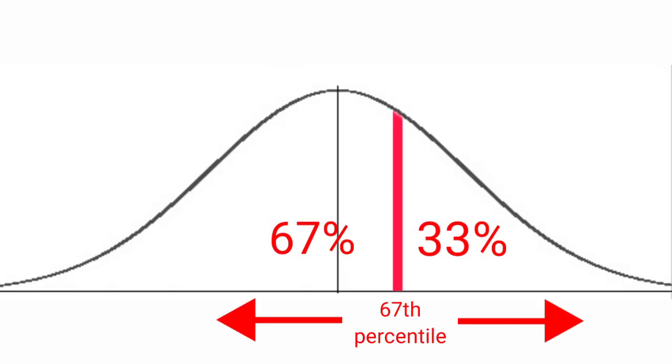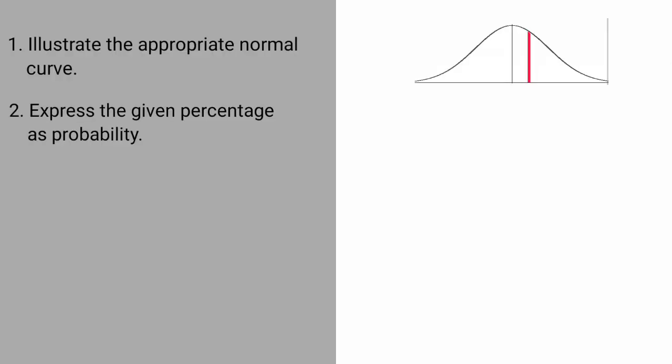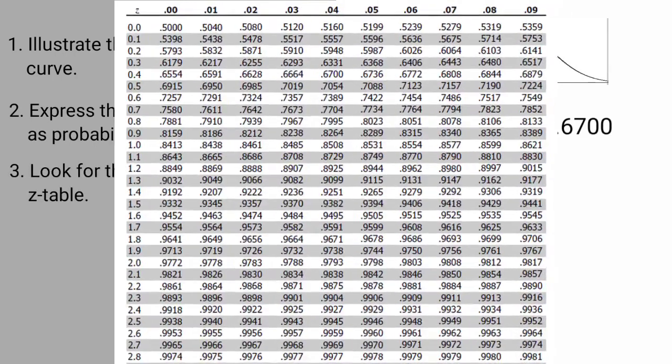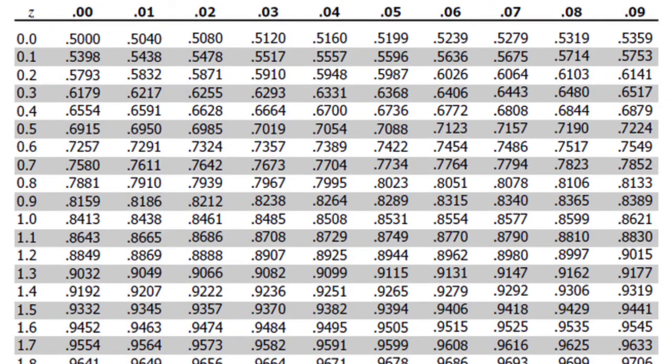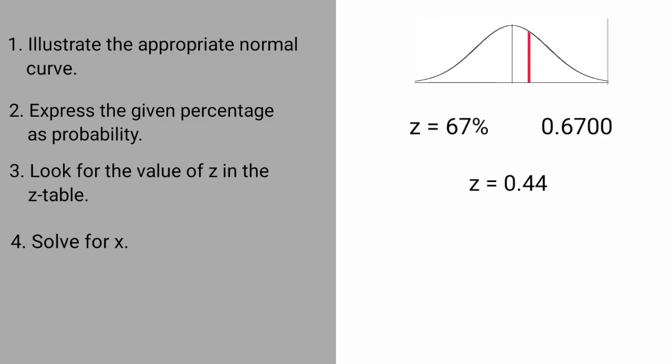For this example, we will just repeat the same steps that we did on the first problem. In this one, we will first illustrate the appropriate normal curve to clearly visualize the percentile of our score. Second is expressing the given percentage as a probability. So, 67% is 0.6700. The third step is to look for the value of z that has a probability of 0.6700. So in the z-table, 0.6700 corresponds to 0.44.